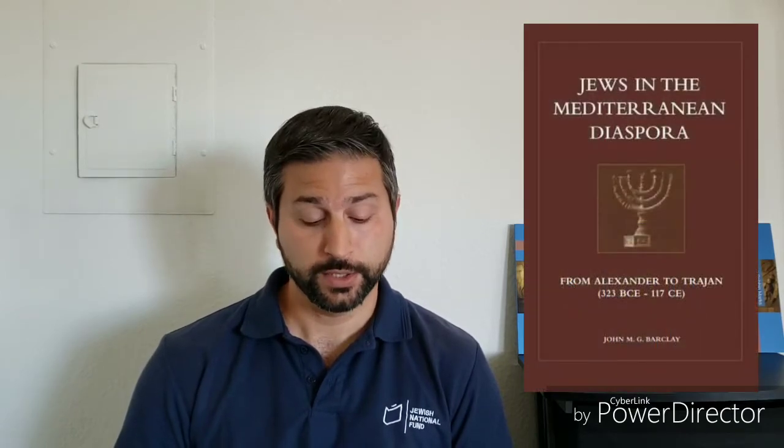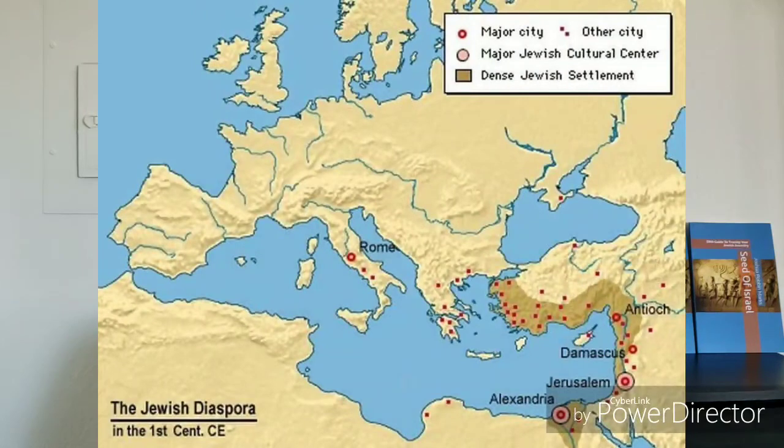I highly recommend reading the book Jews in the Mediterranean Diaspora, From Alexander to Trajan, 323 BCE to 117 CE, by John M.G. Barclay, for a comprehensive review of the 440-year period when Jewish communities developed in Egypt, Syria, Cyrenaica, which is modern-day Libya, Rome, and Asia.